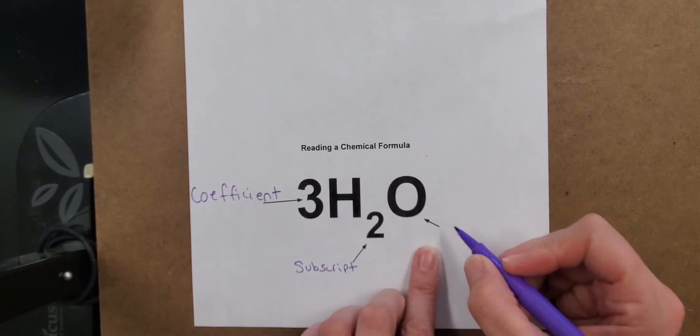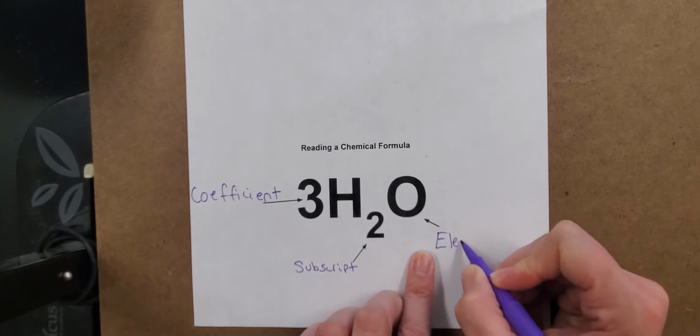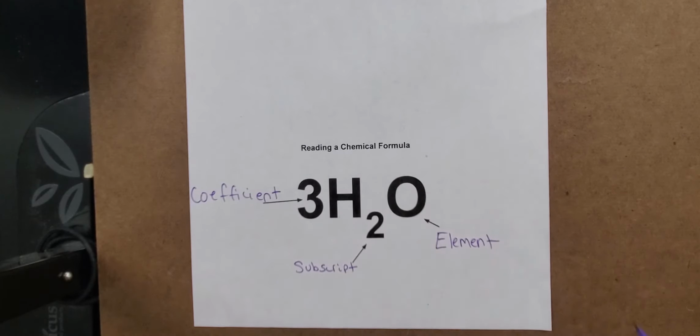And then of course, any capital letter is an element. So I would say I have hydrogen and oxygen. Those are my 2 elements in this formula. And I have 3 molecules of H2O, or 3 sets of H2O. This 2, the subscript, tells me that I have 2 atoms of hydrogen. Since there's no subscript with the O, it just means there's 1.